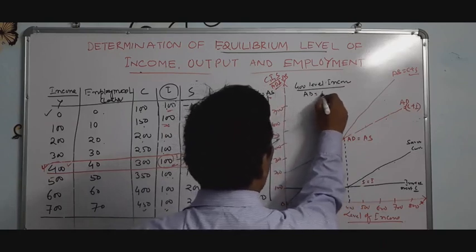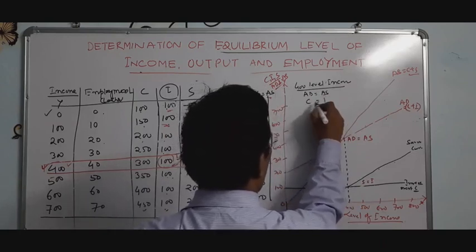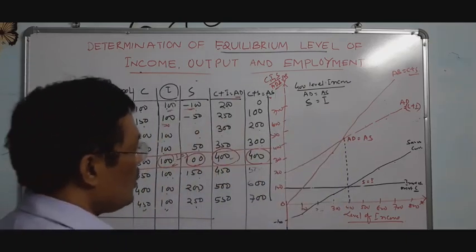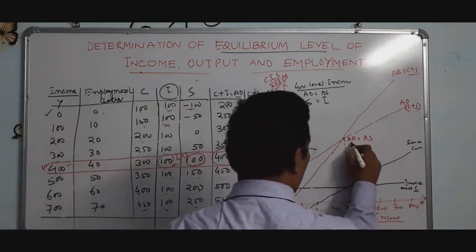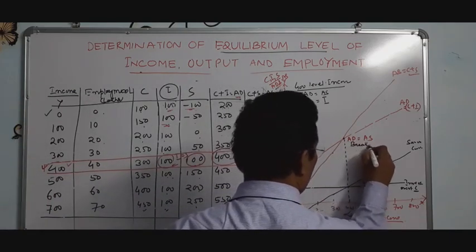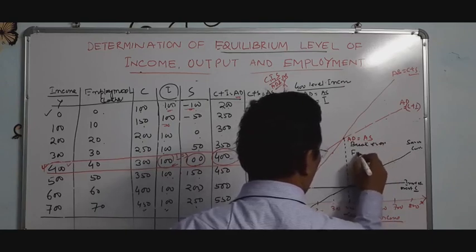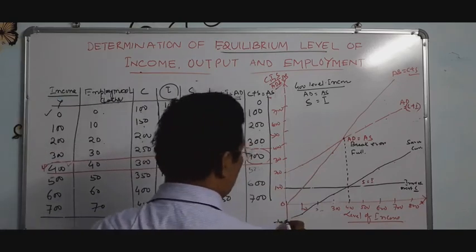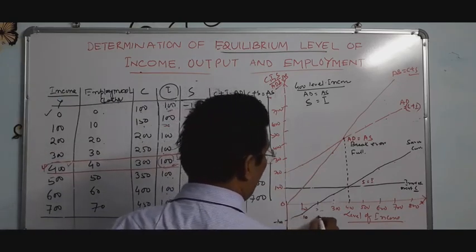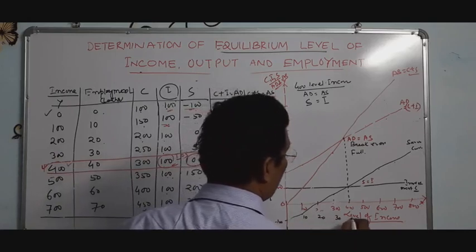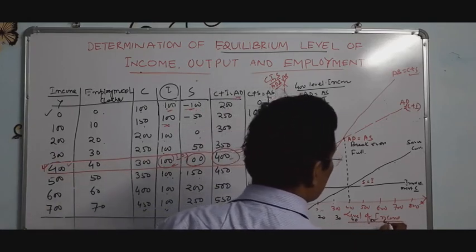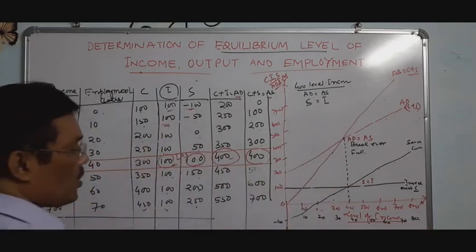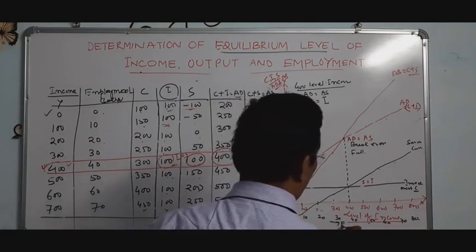AD equal to AS, AS equal to I. This point is to be called that break-even point, or it is to be called that full employment situations. So if zero level of income is 0, this is the 10 lakh employment, this is the 20 lakh employment, 30 lakh, 40 lakh, 50 lakh, 60 lakh, 70 lakh, 80 lakh, like this. So employment is to be shown as that employment.